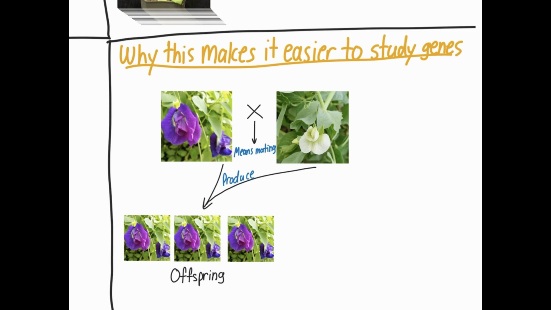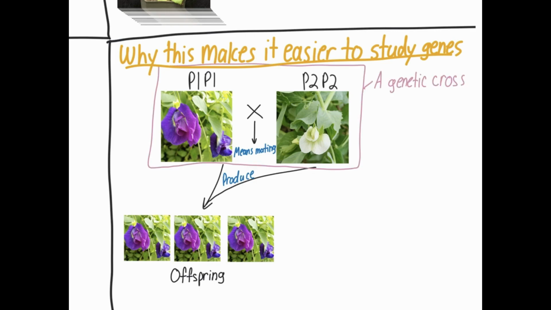Mendel crossed a homozygous plant with purple flowers, and let's say the genotype of this plant is P1P1, to a plant with white flowers, and let's say that its genotype is P2P2. Now, since the offspring get one allele from each parent, all the offspring of this genetic cross are heterozygous, or P1P2. If all the offspring are purple, then P1 must be dominant, and of course the purple phenotype must be dominant.